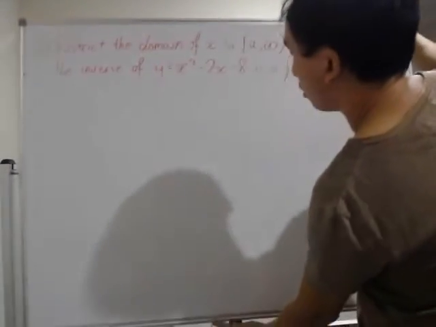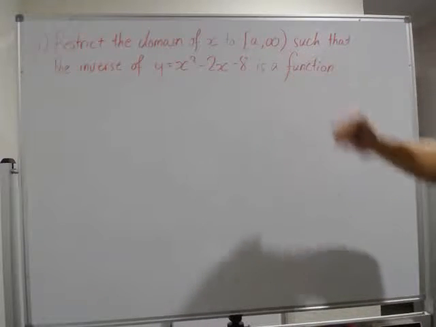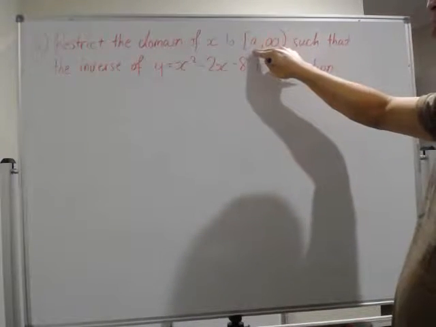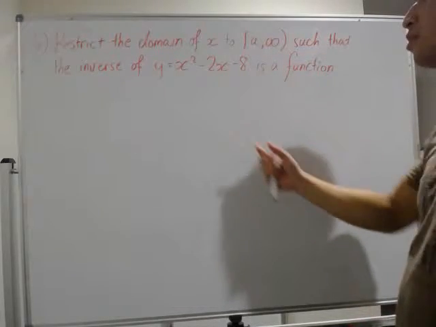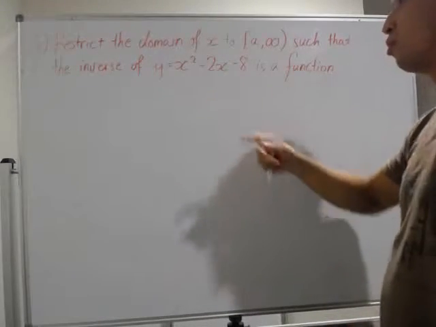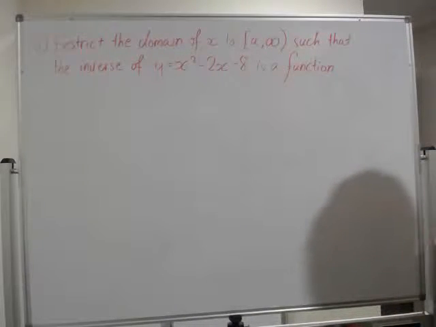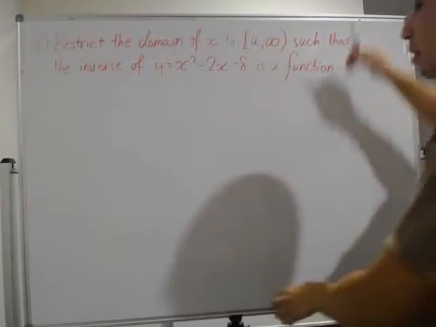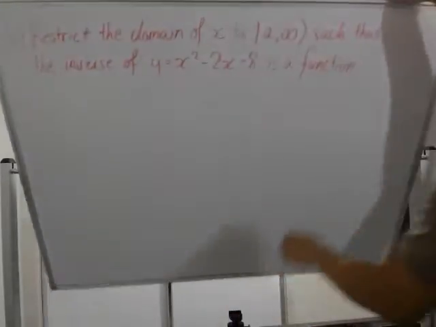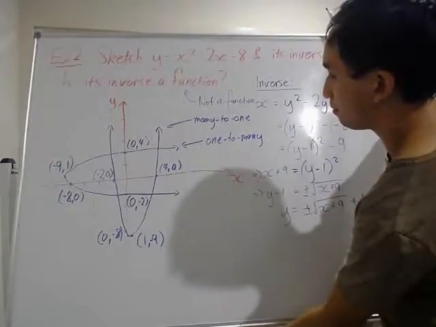So in the second part over here, we want to restrict the domain of x to some sort of value a to infinity, so that the inverse of y equals x squared minus 2x minus 8 is a function. Okay, so just remember this part. The domain has to be between a and infinity, but we need to find the value of a.